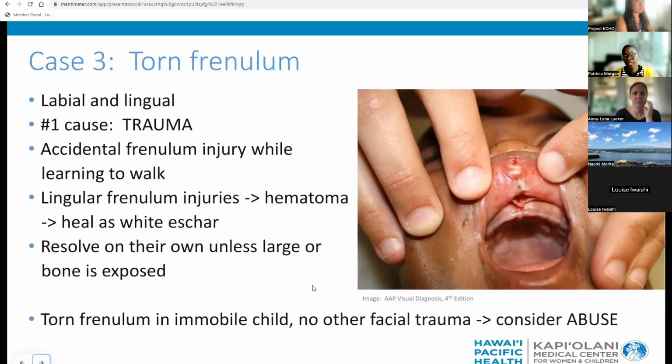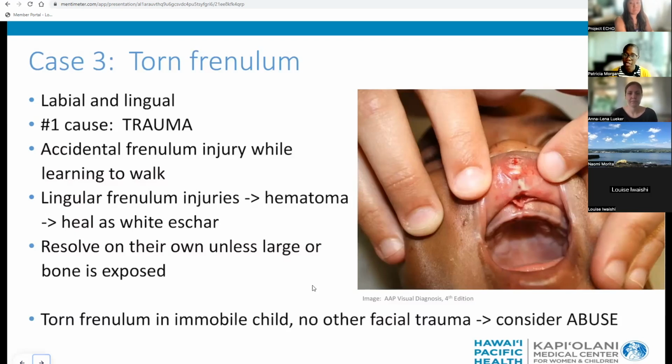But again, if this is an infant who's not really doing much, it is unusual to see this type of injury. And so what I will typically do when I'm called in for a consultation is I'll say, I'm looking in the mouth to see if there are any teeth or any oral lesions, but I'm also looking very closely at the upper, lower, and lingual frenulum.